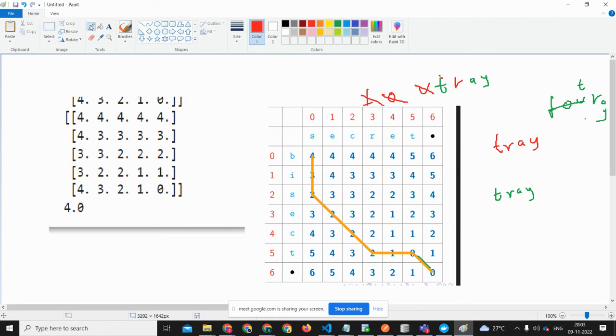Come on, let me connect from the bottom. Shall I? How am I supposed to connect this? As you told. Can you please write the words on the side? What should I write here? Tray and four.